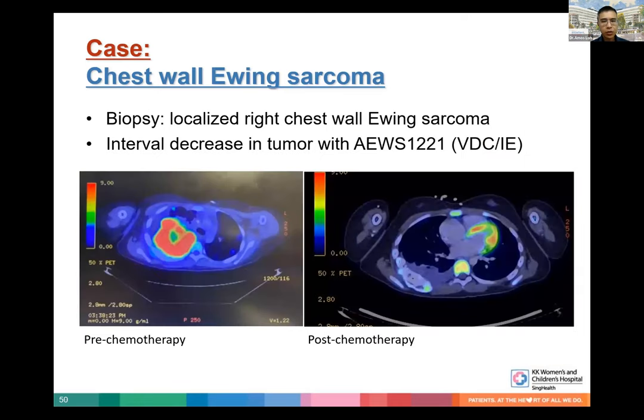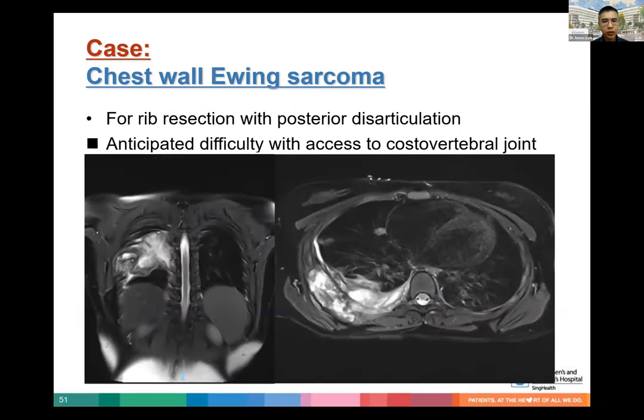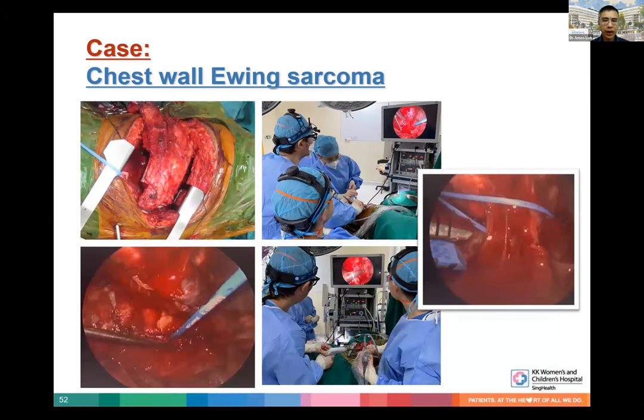Now, after the neoadjuvant chemotherapy, we see a reduction in the size of the tumor. But what's pertinent to point out is that the tumor still extends to the vertebral column. And that poses a challenge with regards to the resection plan, because we're really looking at a rib resection with posterior disarticulation as well, going up to the costovertebral joint. And that access is anticipated to be difficult, especially because we're coming from an open approach from the outside of the patient. So this is us doing a hybrid approach.